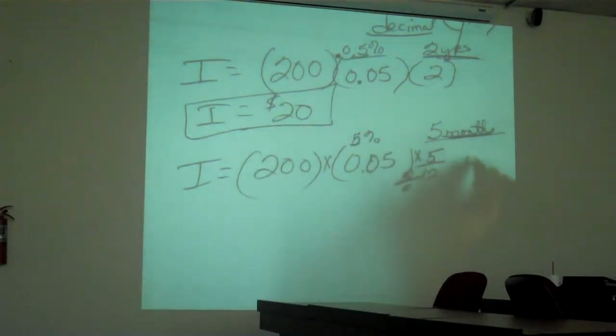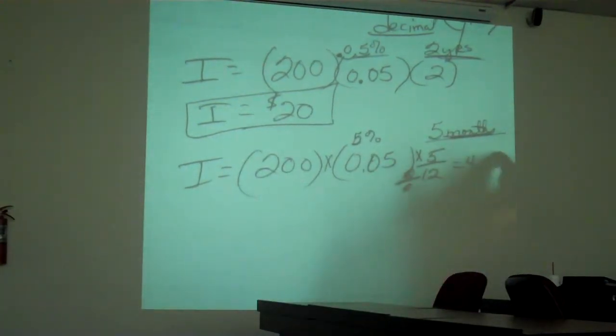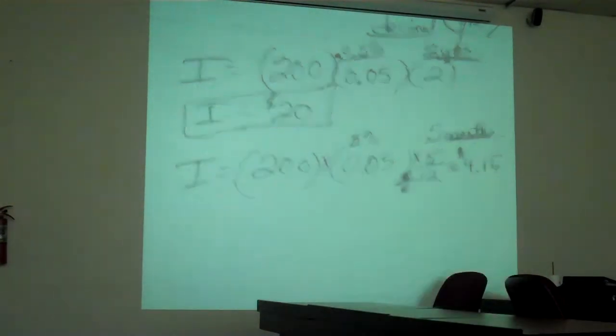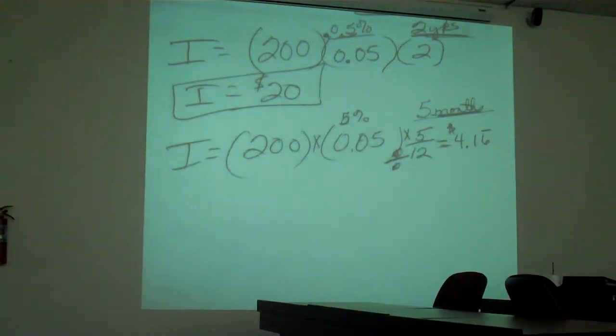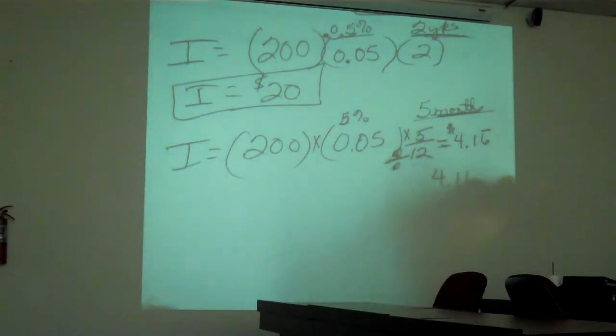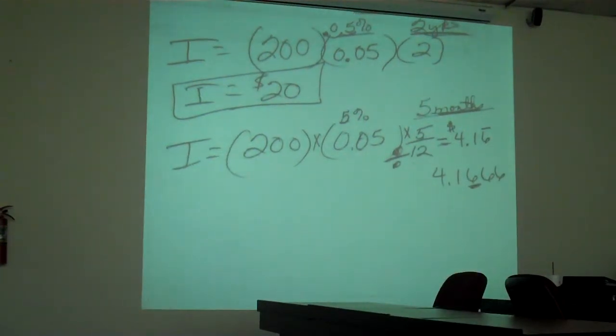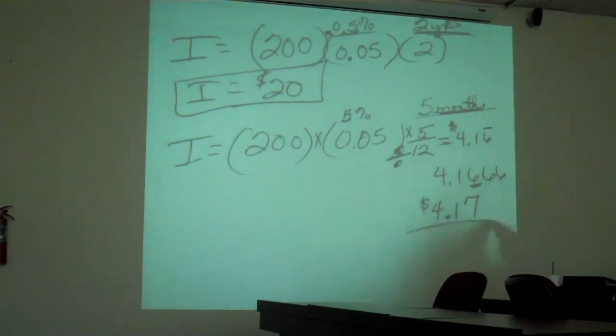So you get 4.16 repeating. Are you gonna get that amount of money in real life? No. The repeating part means that 6 goes on, so we would round that to the nearest cent. Since there's a 6 following it, you go up to 7. $4.17.